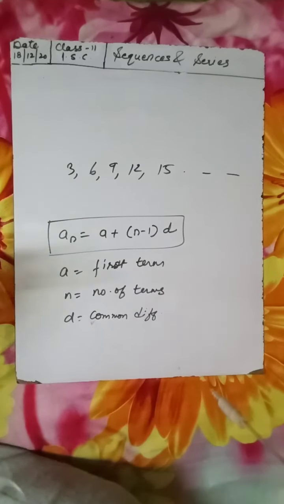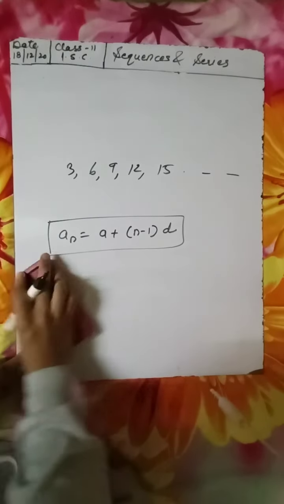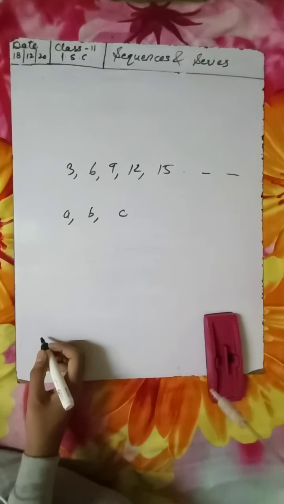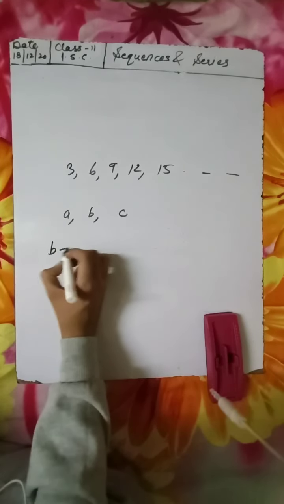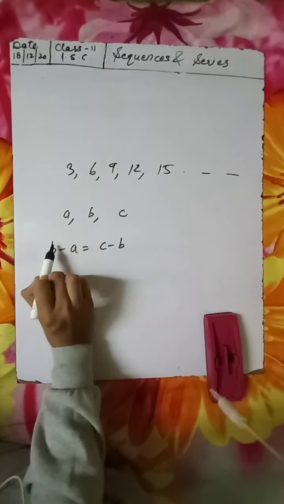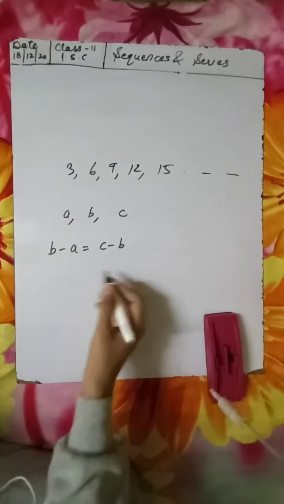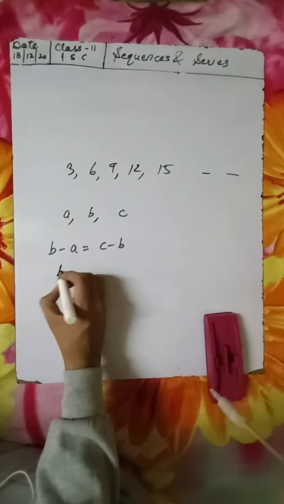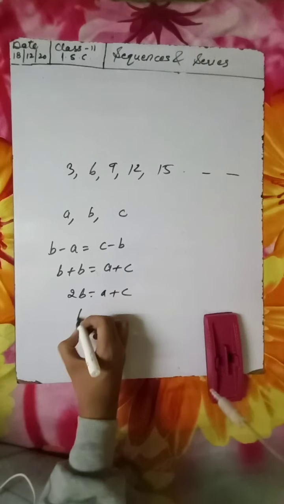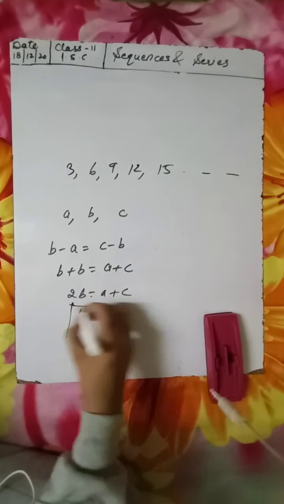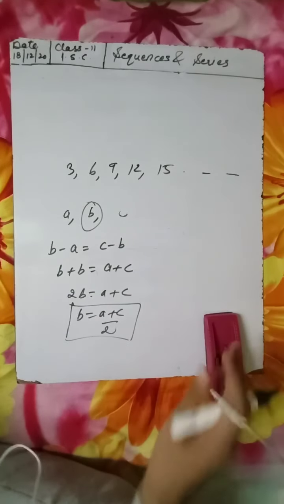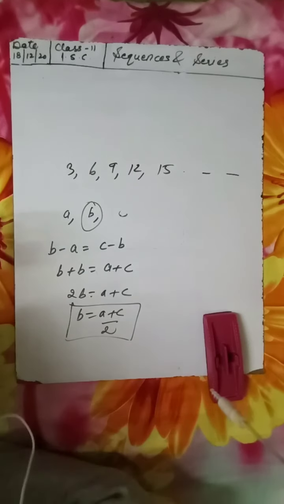Please remember this thing. One more thing, if three numbers a, b and c are in AP, then what can we say? b minus a has to be equal to c minus b, because the common difference should be the same. From here, taking minus b to this side, b plus b is equal to a plus c, so 2b is equal to a plus c, or b is equal to (a plus c) divided by 2. So if you want to find the middle term, do a plus c divided by 2 and you'll get b. Keep this in mind.